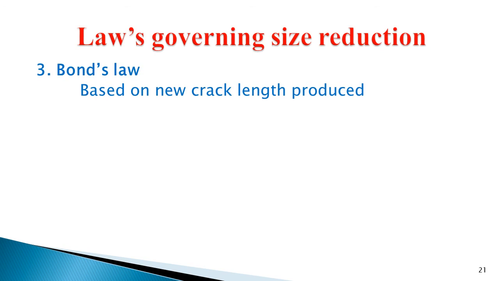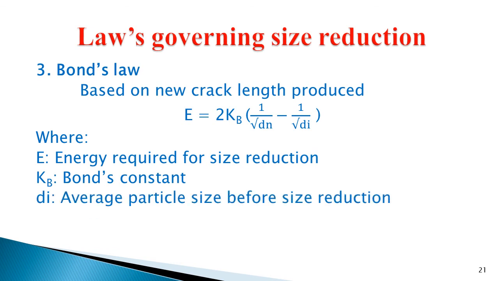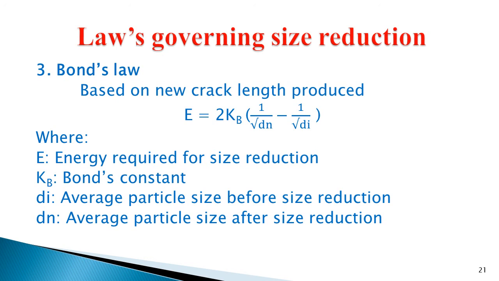Here we can give the statement for Bond's law. Energy required for size reduction or crack propagation is directly proportional to the new crack length produced. Once again, I am going to repeat. Energy required for size reduction or crack propagation is directly proportional to the new crack length produced. Again, mathematically we can explain it. E is equal to 2 Kb (1 upon root of dn minus 1 upon root of di), where E is energy required for size reduction, Kb is Bond's constant, di is average particle size before size reduction, and dn is average particle size after size reduction.